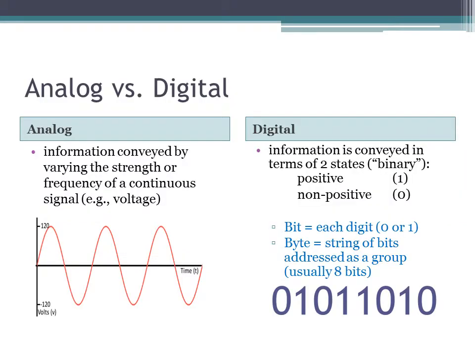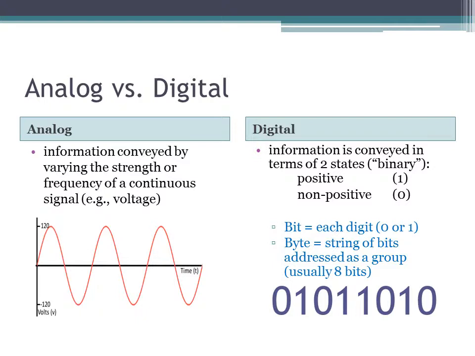So let's begin by discussing the difference between analog and digital. An analog signal is a continuous signal that varies as a function of time, and we can convey information with this signal by varying either the strength or the frequency of the signal. On the other hand, digital is a series of many little bits of information, conveyed in terms of two states, binary. So we can have either positive or non-positive, 1 or 0. It's kind of an all or nothing.